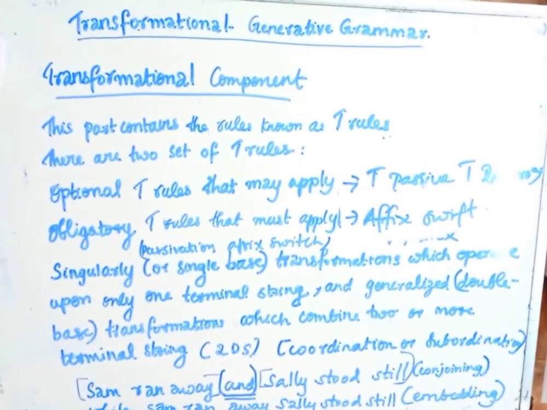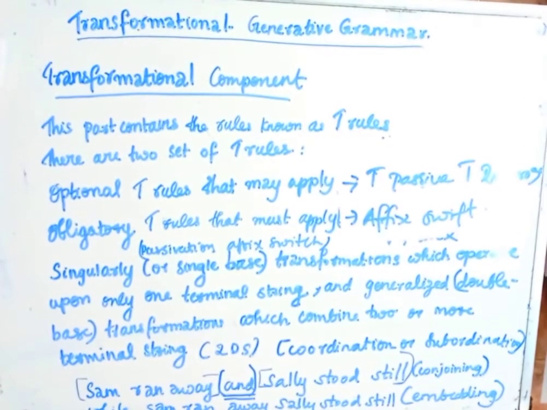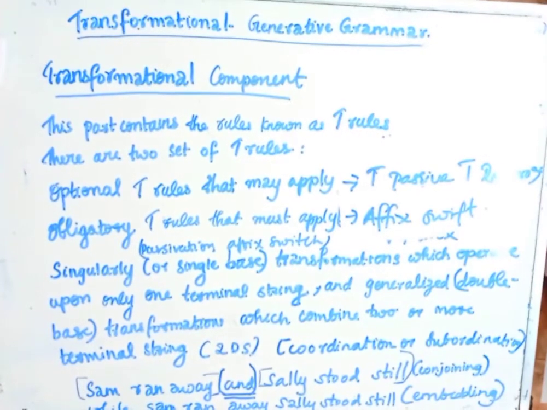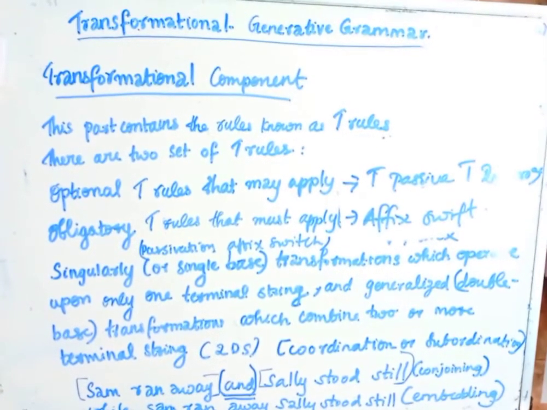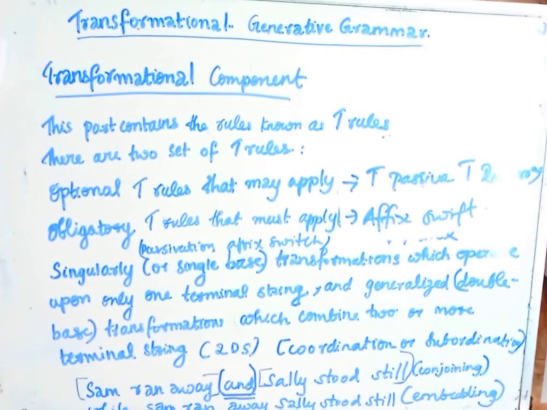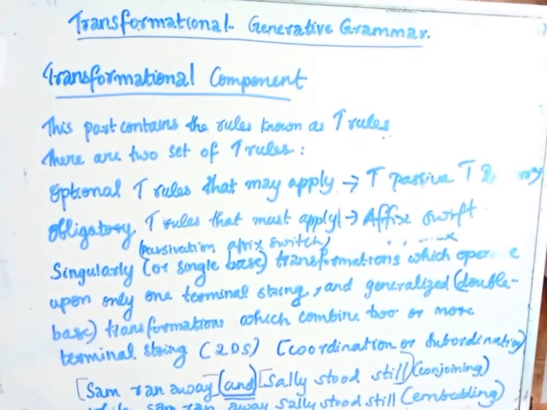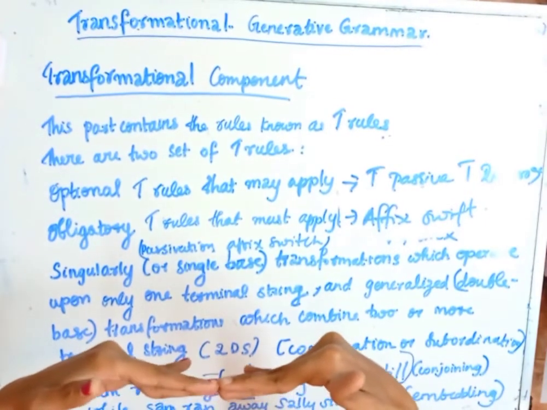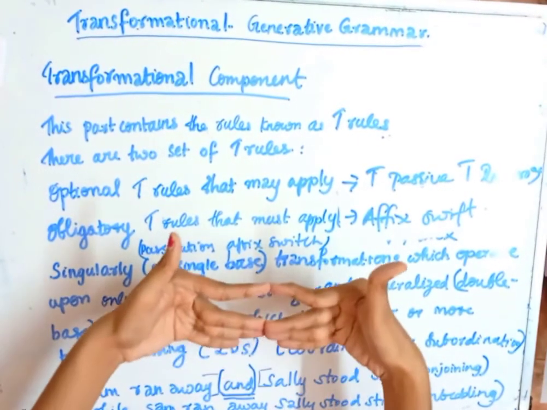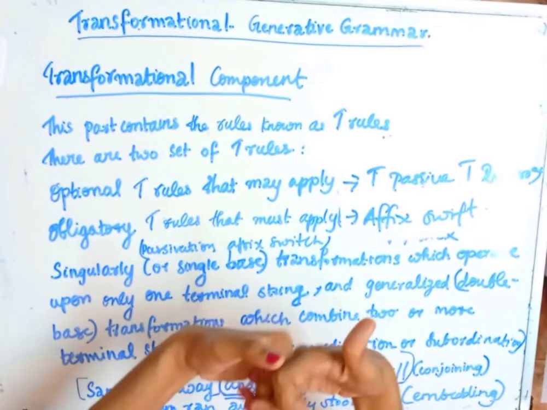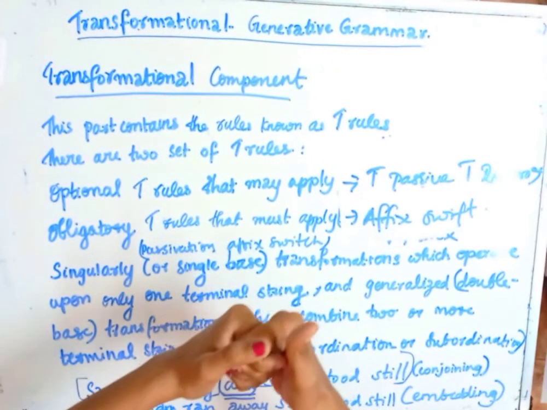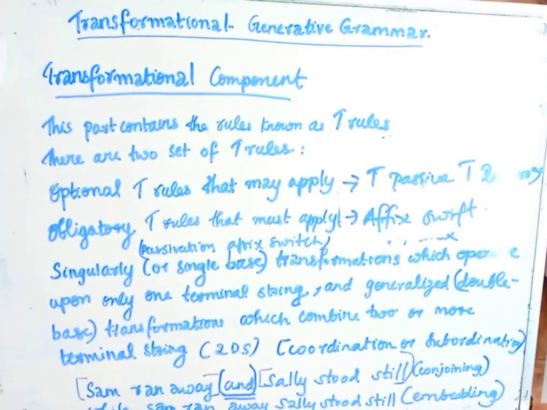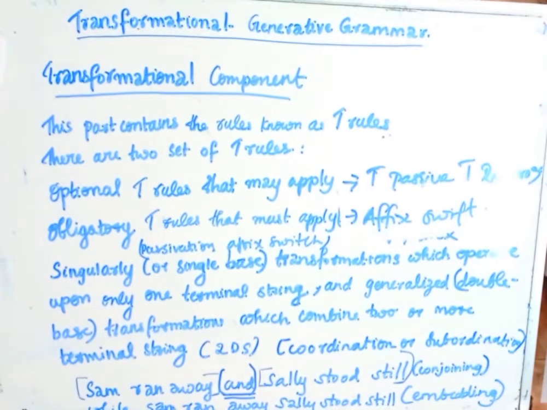Now again, the generalized transformation can also be classified as embedding. In embedding, two sentences are embedded together, and in the case of conjoining, it is like this. You are connecting two sentences like this. In the case of embedding, you won't be able to separate them. It is embedded together. So what is the example here that is given?